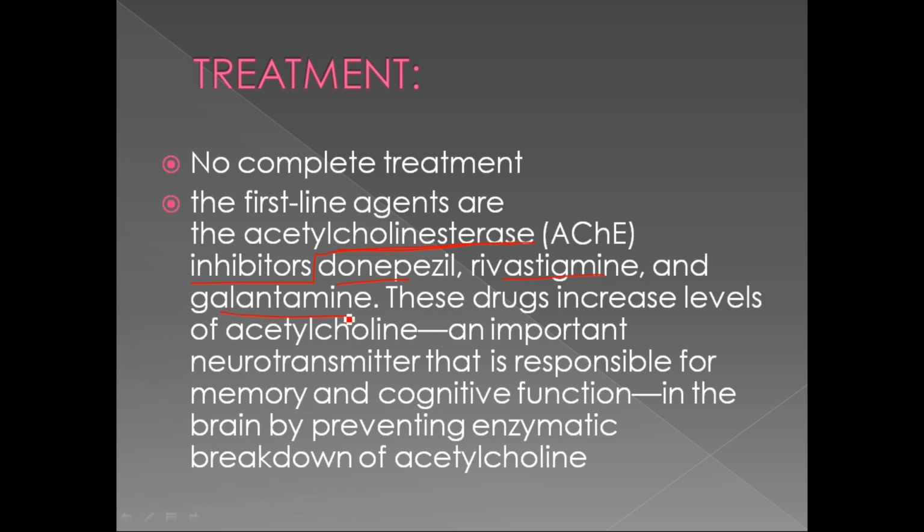So what's the use of it? These drugs increase the level of acetylcholine, which is an important neurotransmitter and is responsible for memory and cognitive function. It is responsible for transmitting impulses to the next neuron. If this acetylcholine is more, then there are more chances that the nerve impulse will be transmitted across the synapse, which is already filled with the plaques of amyloid protein. Thus, it can help recover some of the memory and some cognitive functions by preventing the enzymatic breakdown of acetylcholine.